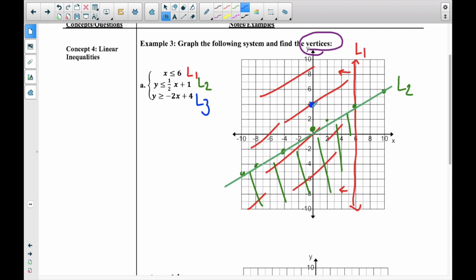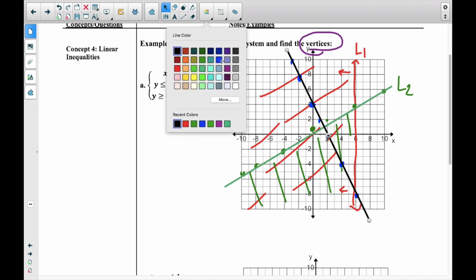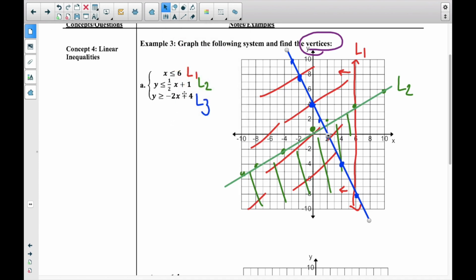L3 starts at 4, goes down 2, right 1, down 2, right 1, down 2, right 1, etc. And we can go the opposite way also. And once again, because I don't have a ruler, I'm going to use my tool here, but you should use a ruler so that you have that. Okay, here is my line. And now I need to decide again which way to shade it. So I'm going to look at my equation. My equation says greater than. Greater than means above. So I'm going to go above and shade above the line.